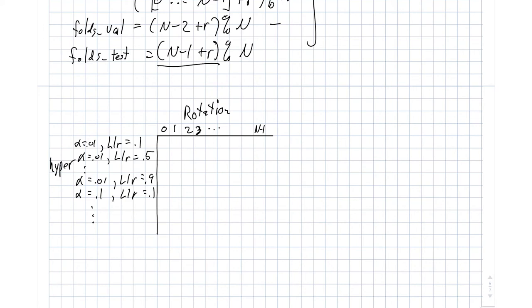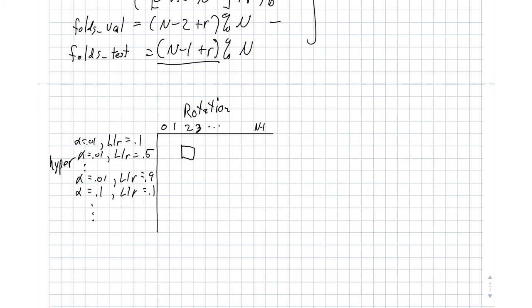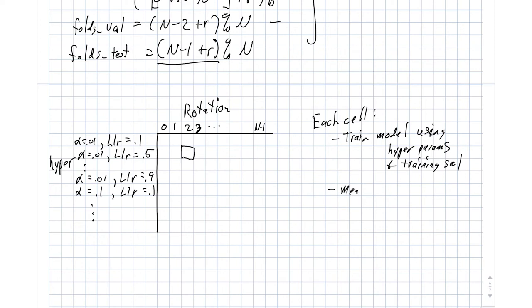And for each cell, let's choose, say, this cell right here. For each cell, we have defined now a training set, a validation set, and a test set, and a set of hyperparameters. So we're going to train our model using the hyperparameters and the training set, and then measure performance for our validation set, and then finally measure performance for our test set.